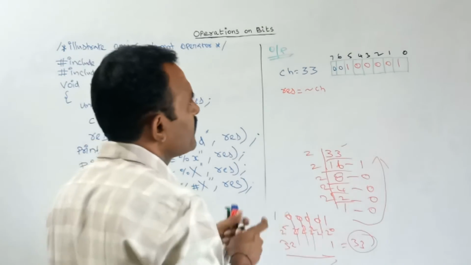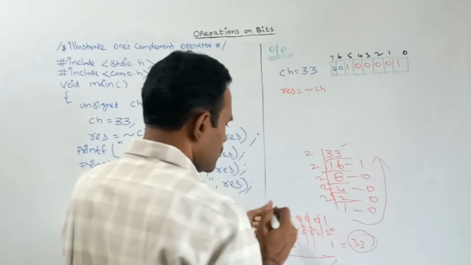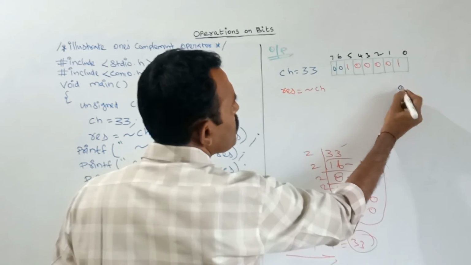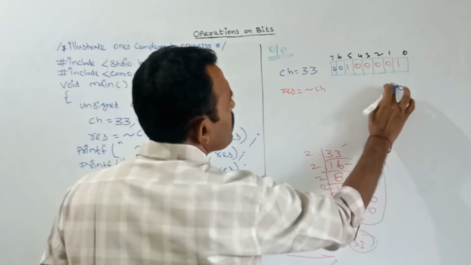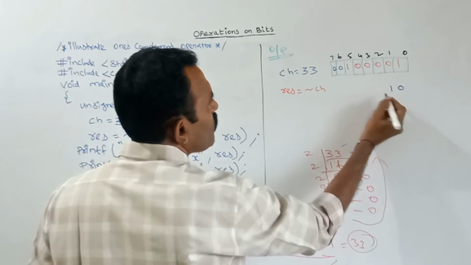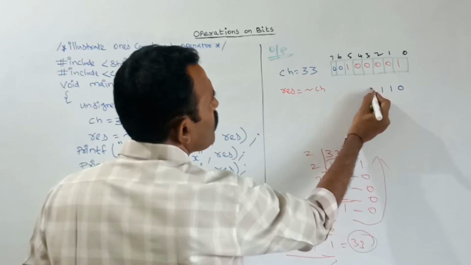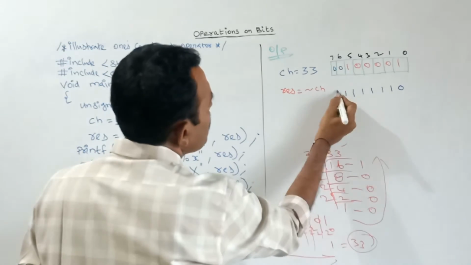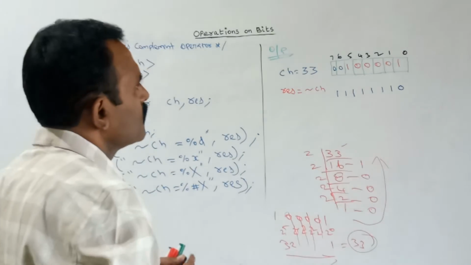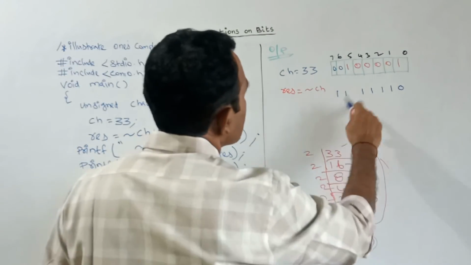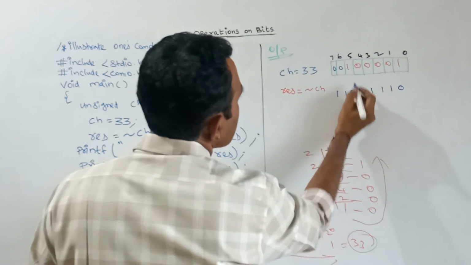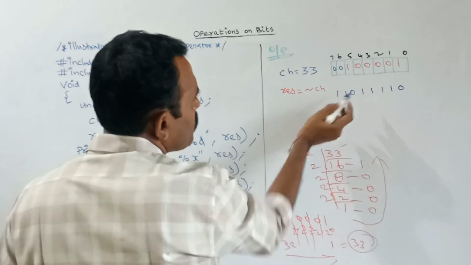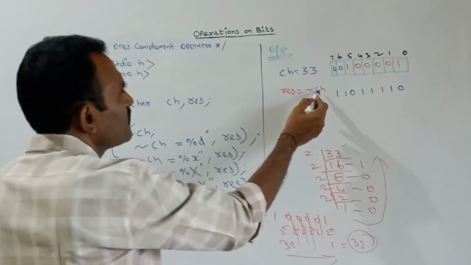See here, if it is 1, you put it as 0. So the value of this one is 0, 0, 0. If it is 0, you should put it as 1. Next 1, 1, 1, 1, and this 0 will be 1. This 1 will be 0. This fifth position 1, the inversion of this 1 is 0. So this is the 1's complement value of CH.